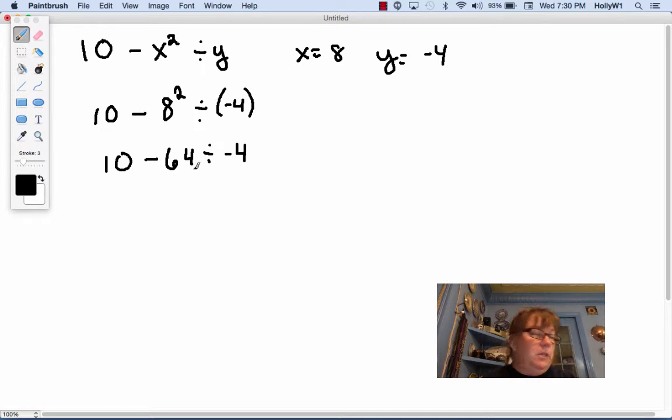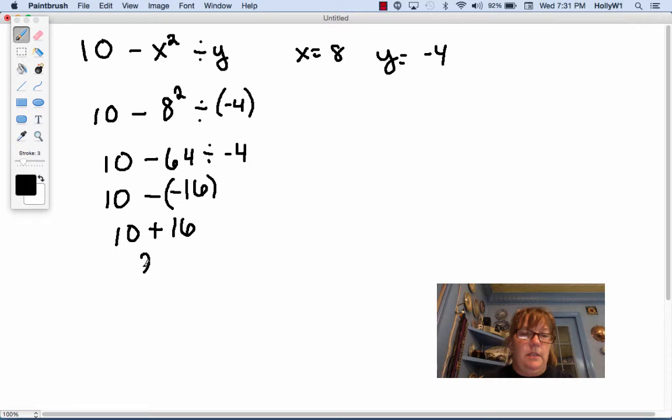We do multiplication and division next, so we're going to say 64 divided by negative 4, which gives us negative 16. Because remember, it is a positive 64 divided by a negative 4. And we still have a 10 there. And we subtract, 10 subtract negative 16. Well, we know we have to add the opposite, so that becomes addition, and negative 16 becomes 16, because the opposite of negative 16 is 16. And this gives us 26.